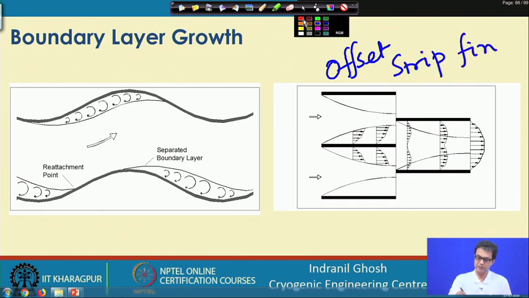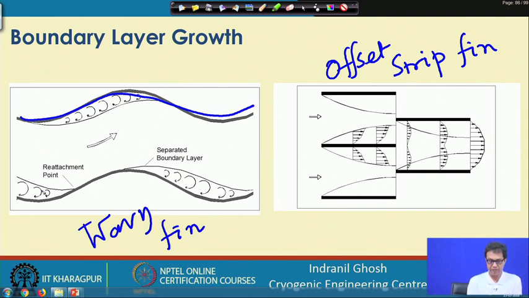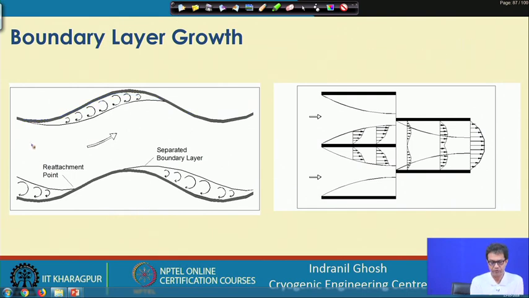The other one is the wavy fin, as you can understand from the geometry. This is the geometry of the fin, this is the fin passage, and the flow is taking place in this way. So, when the flow is taking place, we will find that at that point the boundary layer is getting separated, at this point or at this point, and there are breaks in this region, and again it will join at the reattachment point at this layer.